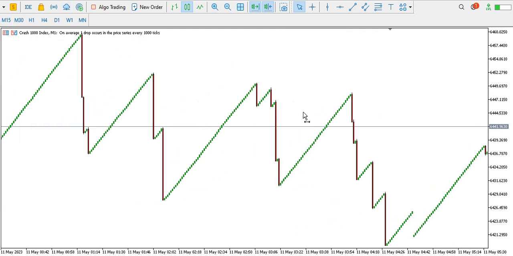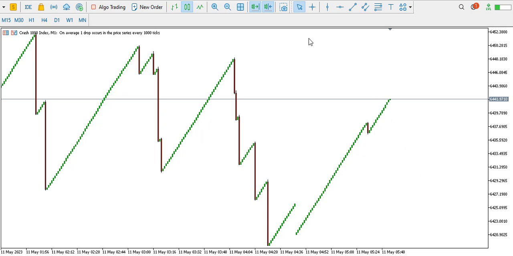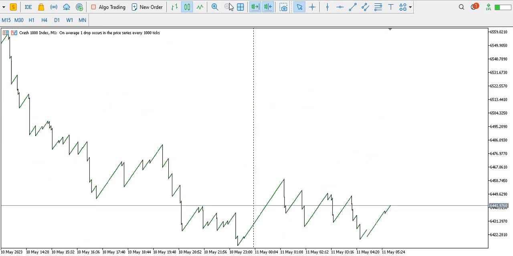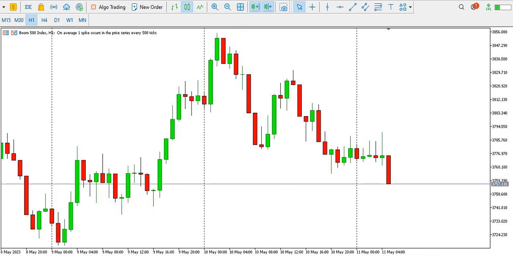On the 1 minute you can see it's not spiking yet. Look for buying opportunities on the larger picture. Okay, that's that for Crash 1000. Let's quickly look at Boom 500 index.